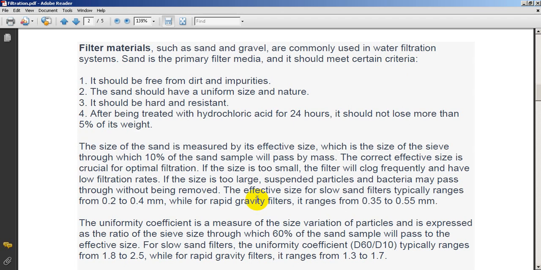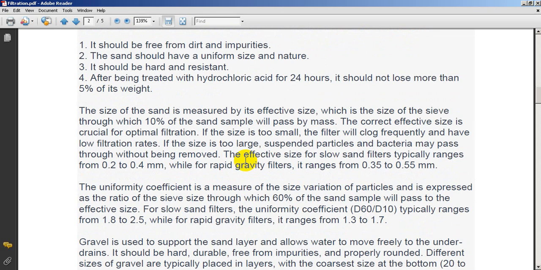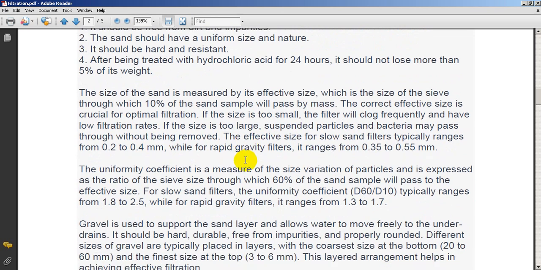The effective size for slow sand filters typically ranges from 0.2 to 0.4 mm, while for rapid gravity filters it ranges from 0.35 to 0.55 mm.